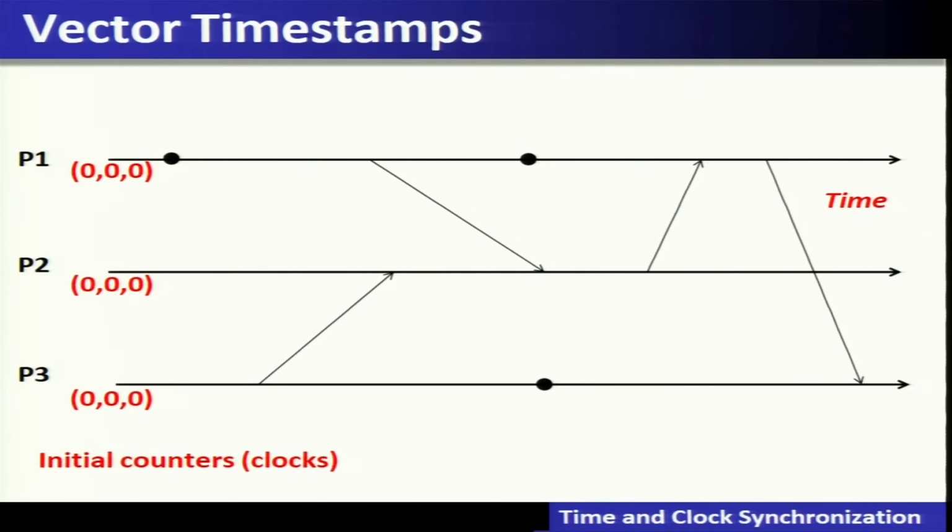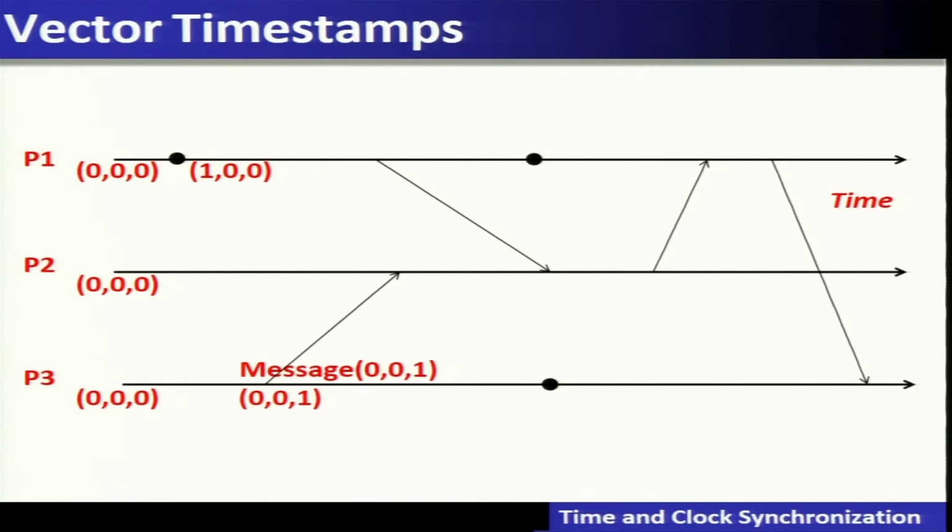For example, P1 initially has all clocks as 0 0 0. Why? Because this is the clock value of P1, this is P2, this is P3. So, P1's knowledge of P2 is 0, having its timestamp 0, and for P3 it is 0. Now, if P1 does an internal event, then its clock value will be incremented by 1. Similarly, when P1 sends a message, the send event will also increment the clock value. So, it will become 2 0 0, and this value will reach over here.